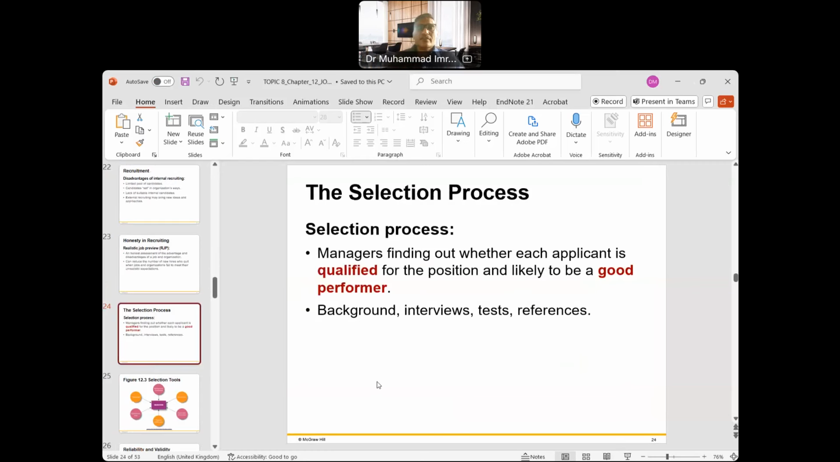So here is the selection process. Managers find out whether each applicant is qualified for the position and likely to be a good performer. Background, interview, test. Here are the different tools to select employees: background, maybe experience we see in a previous organization, how he or she worked; an interview to judge the knowledge about your job, what you advertised; a test also, to check their knowledge; and references also, to get the background about him, behavior, mental issues, many other things. We can get feedback from the references, by the way.